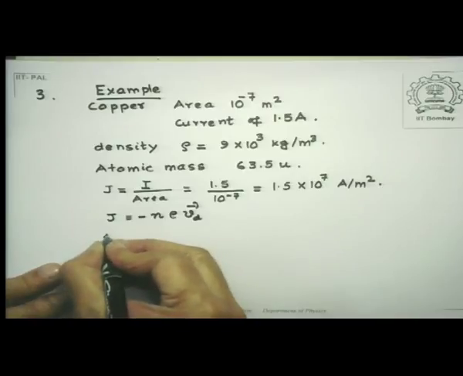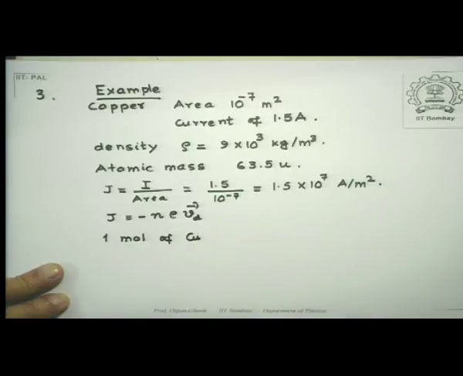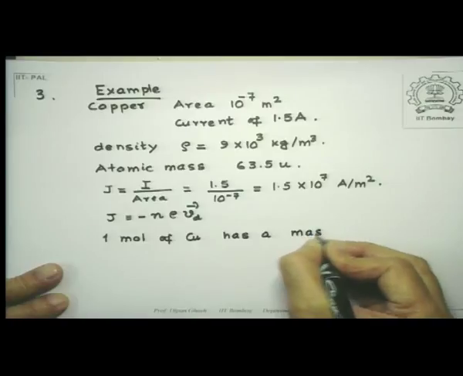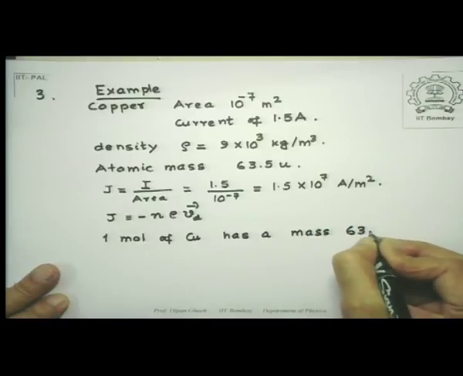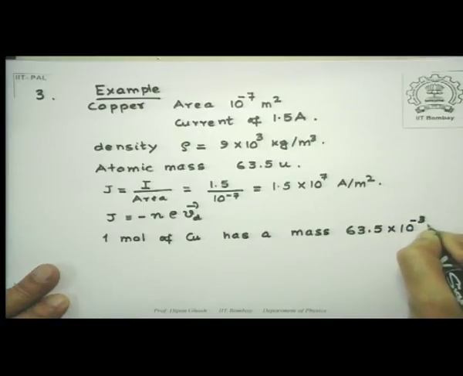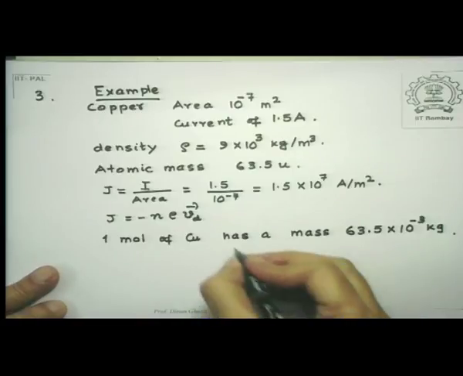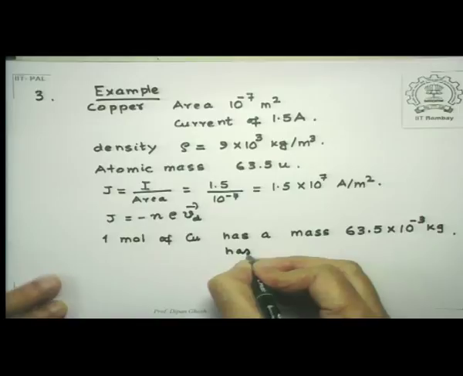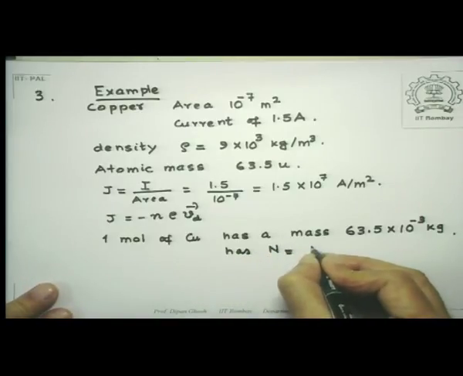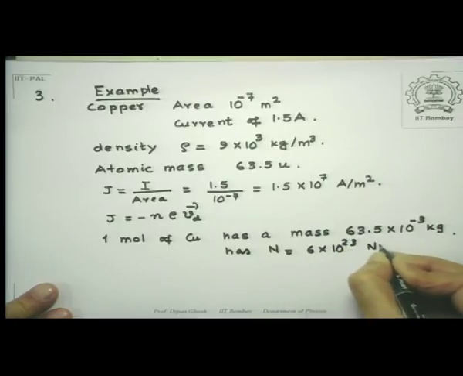So we know that 1 mole of copper has a mass of 63.5 grams, which is 63.5 into 10 to the power minus 3 kg. In addition, I know the number which is known as the Avogadro's number, namely 6 into 10 to the power 23 number of atoms in 1 mole.